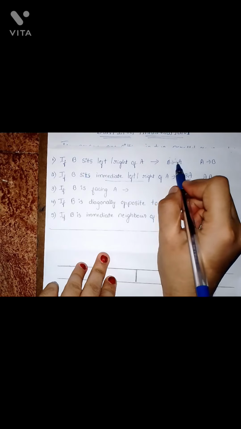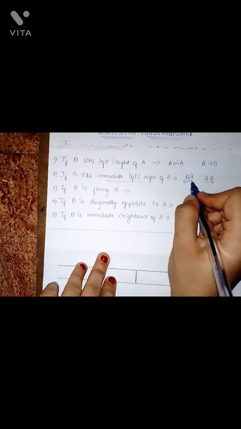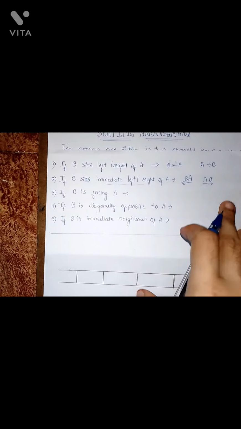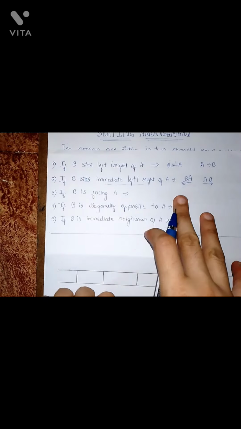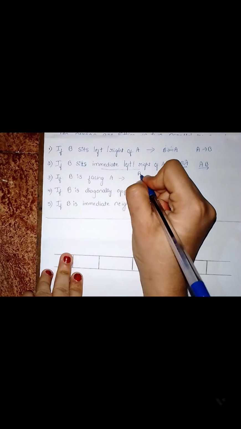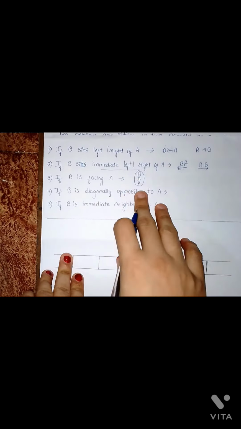So here I am giving left or right in the middle, and immediate left or right below. You have to know the difference, because these statements play a very important role in solving the whole problem. If B is facing A, then you have to represent it like this.